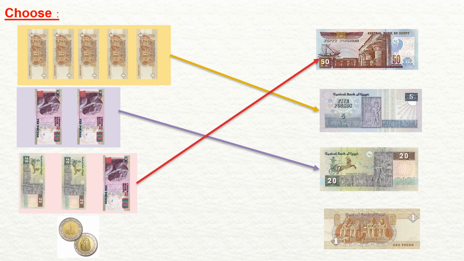And the last one is 1 pound in coins. Which one is 1 pound? Yes, this one is 1 pound, but in a paper. They are the same value.